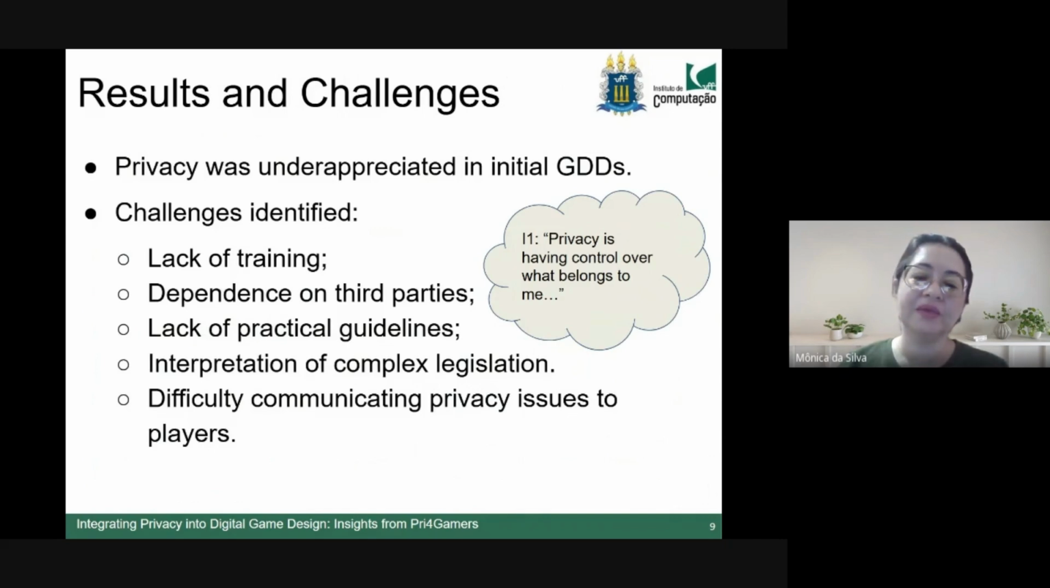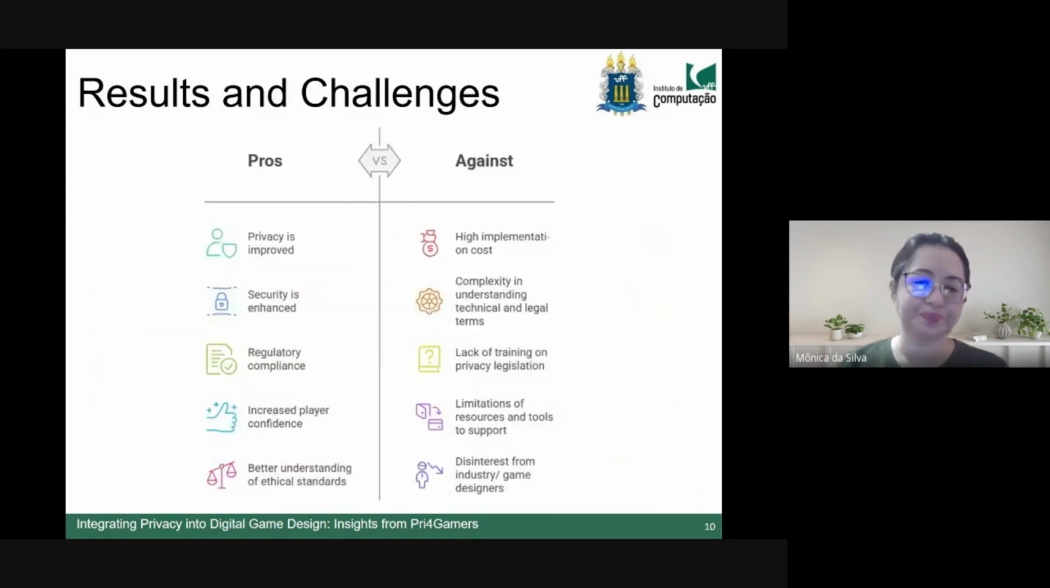And in addition to that, they face difficulties in symbolizing, notifying, and informing their players about the privacy concerns present in the game, which makes it difficult for them to figure out how to convey this to the players. So we shared a list of pros and cons found, indicating that despite several positive points, they are worried about privacy issues, seeing them as ethical dilemmas.